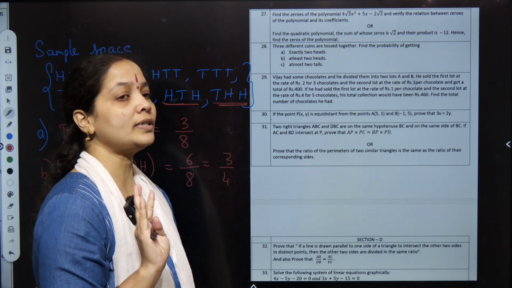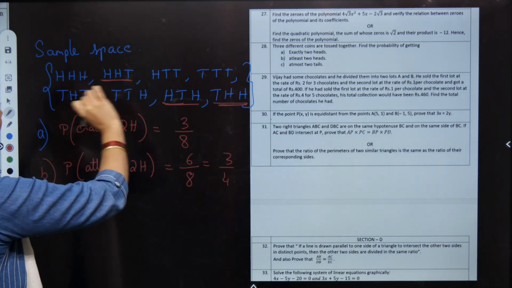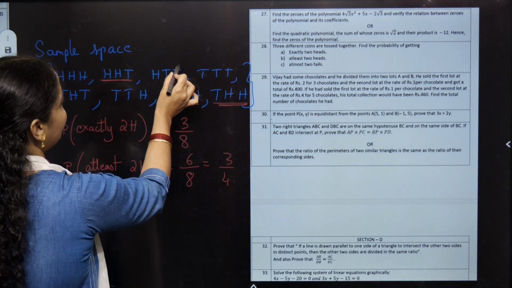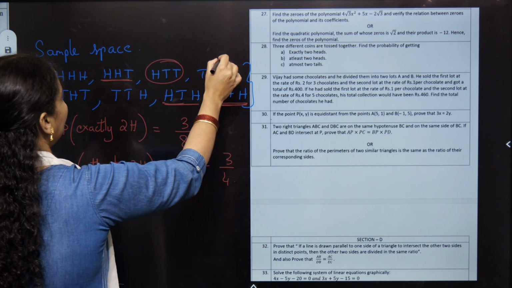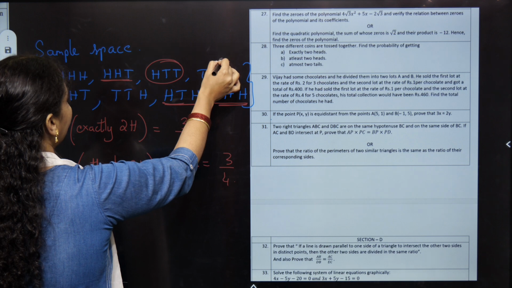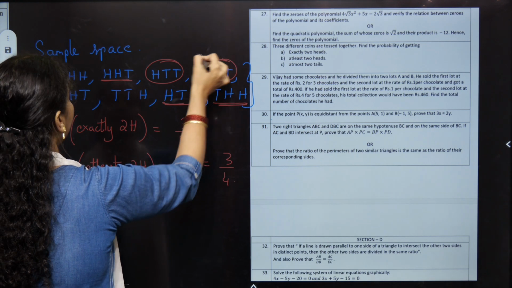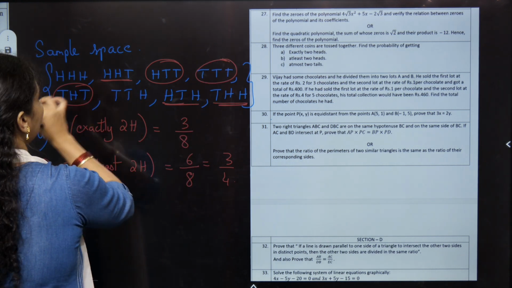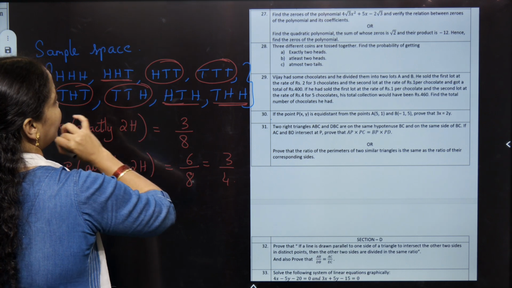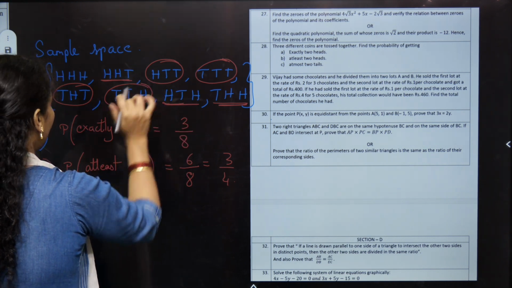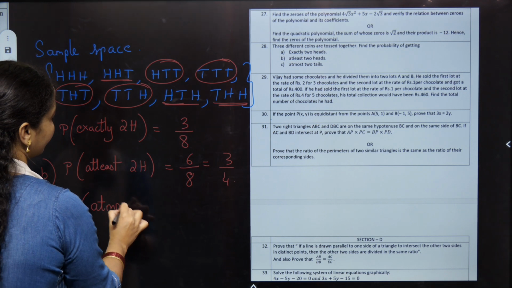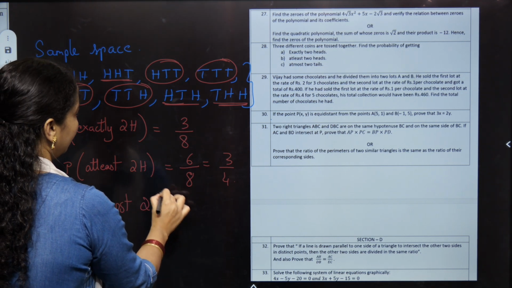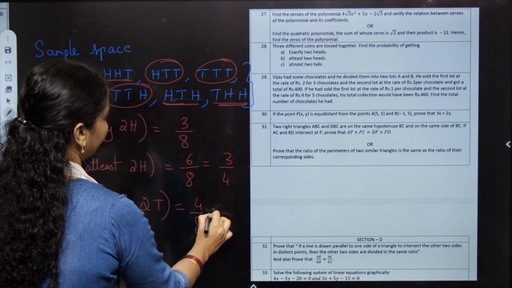However, hook or crook, 2 tails should be there. So in this set of the sample space, 2 heads are coming up in HTT, 2 heads are coming up with TTT, THT, TTH, that's it. 1, 2, 3, 4. So the probability of getting at most 2 tails will be 4 by 8, that is 1 by 2.